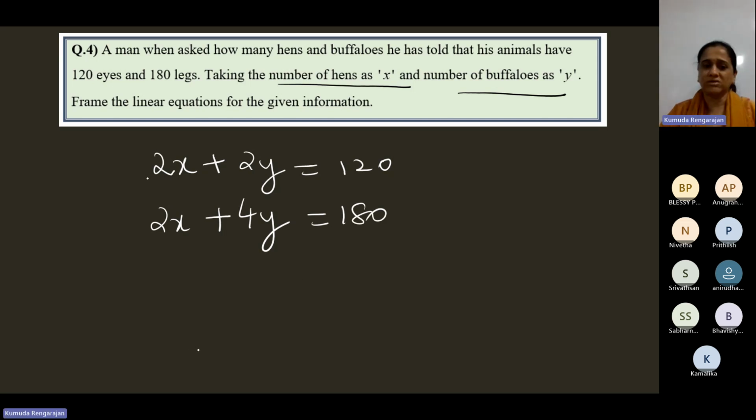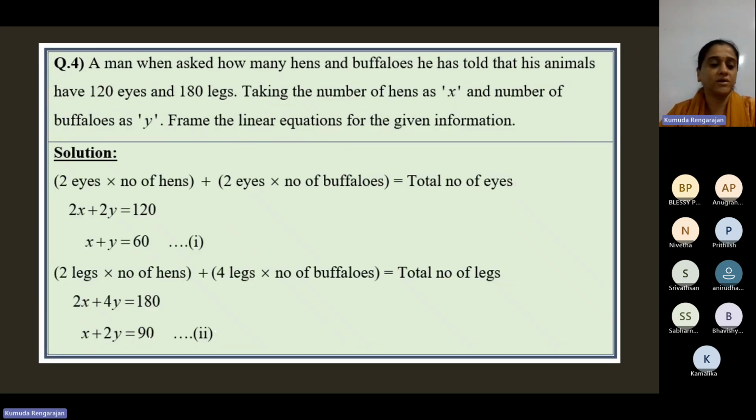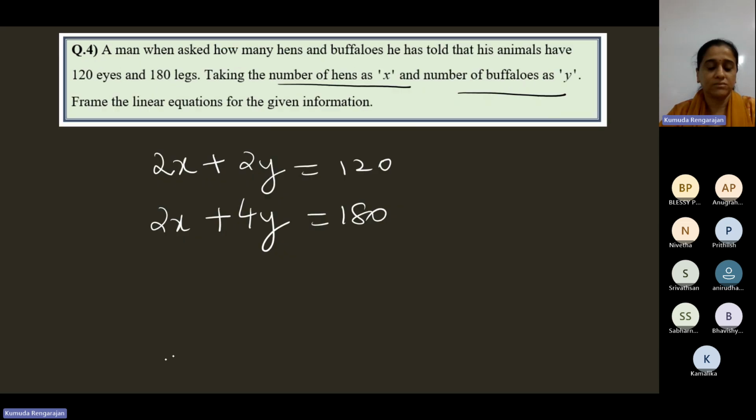These are the two equations. You know how to solve. Correct? These are the two equations. Right on. And then, of course, you have to simplify. Should divide this by 2 throughout. So you'll get x plus y is equal to 60. And here you will get x plus 2y is equal to 90. Yeah, that too.